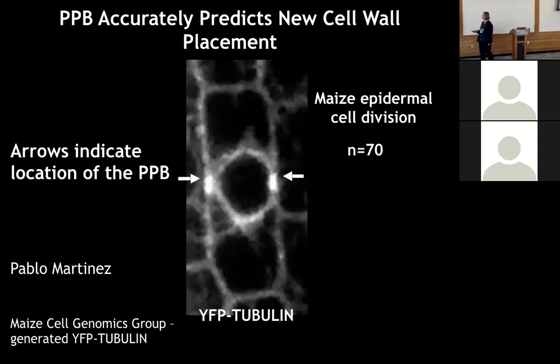So what you can see here is a maize epidermal cell expressing a live cell marker for microtubules. The arrows are here to indicate the pre-prophase band.